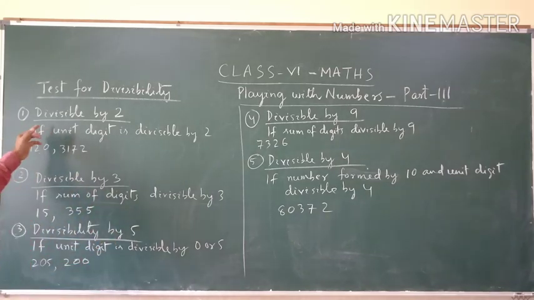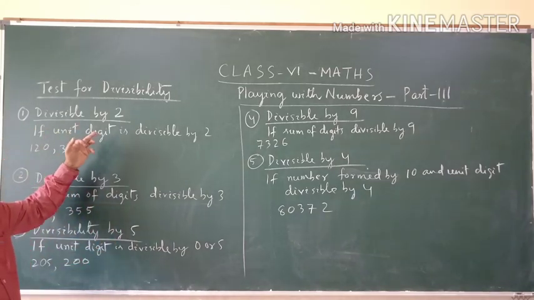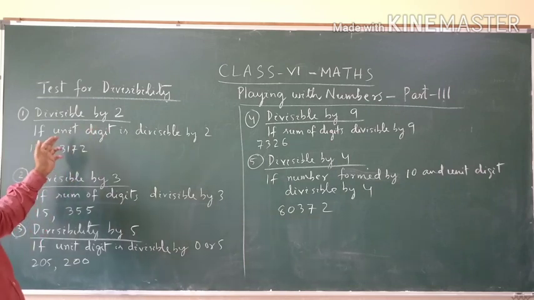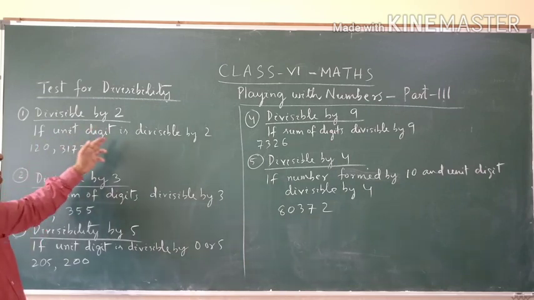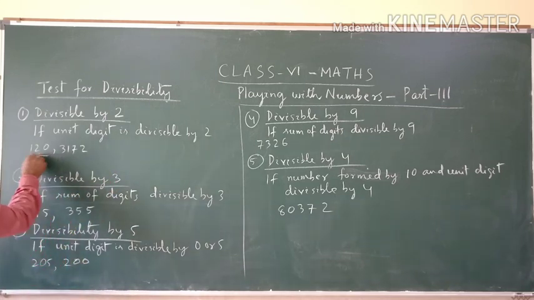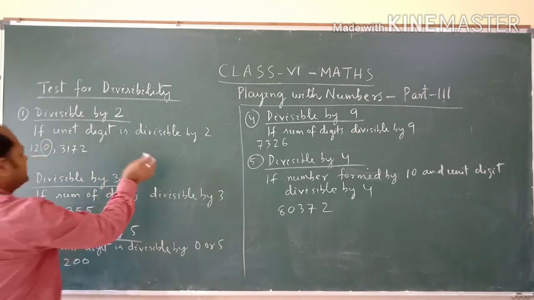First one is divisibility by 2. How do you know that a number is divisible by 2? The rule is that the unit digit must be divisible by 2. Let's see one number. Suppose the number is 120. Here you see that the unit digit is 0, and 0 is divisible by 2.